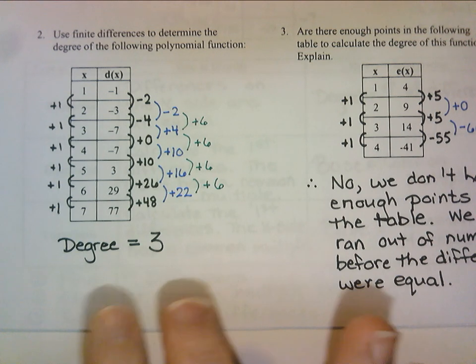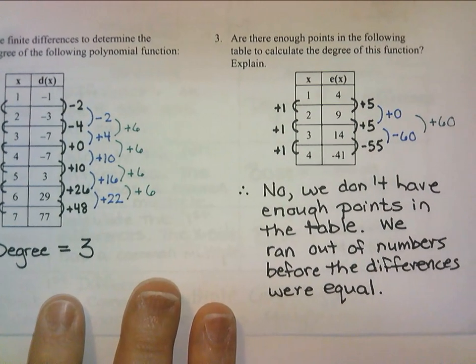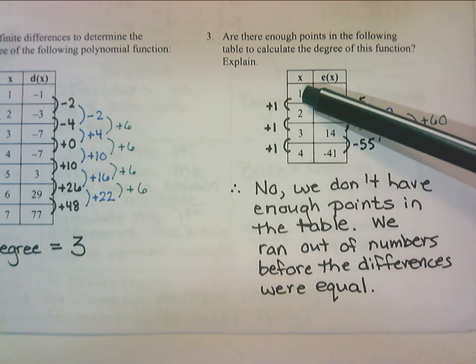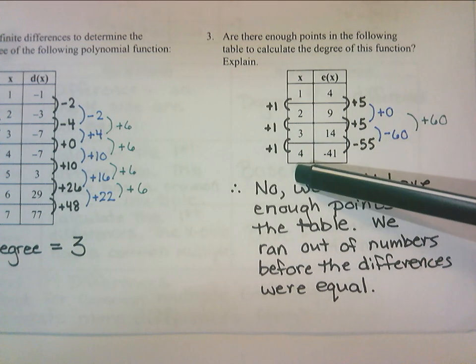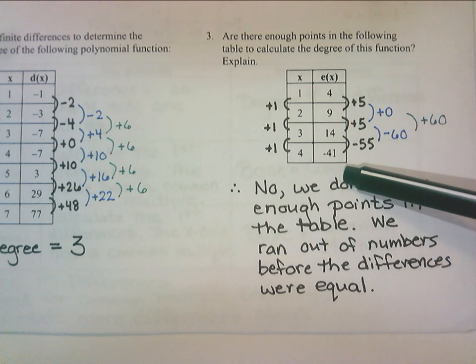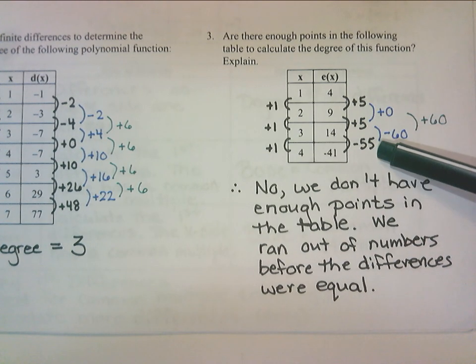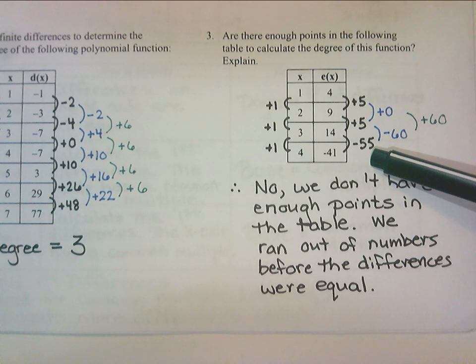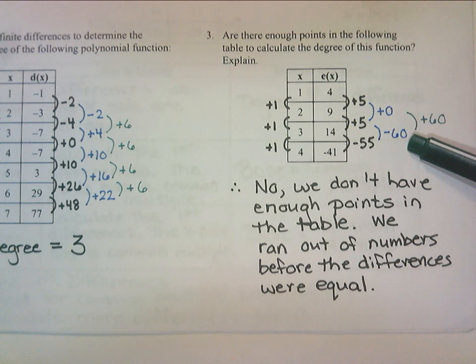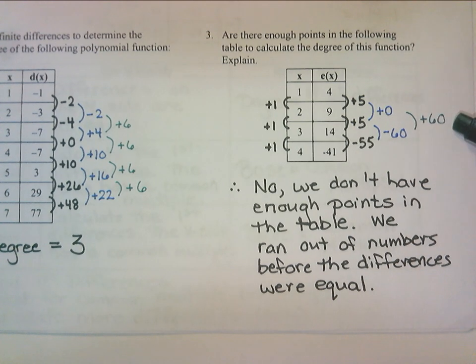All right, our last one here just says, are there enough points in the following table to calculate the degree of this function, and then explain. So I started by calculating the differences for x and then doing the differences on our y values. I found that they were not all the same. 2 of them were the same, but the third one was different. And then I did the differences of those. They weren't the same. And then I did the difference of those and I just got 60.